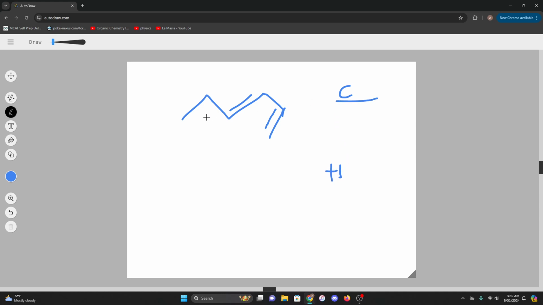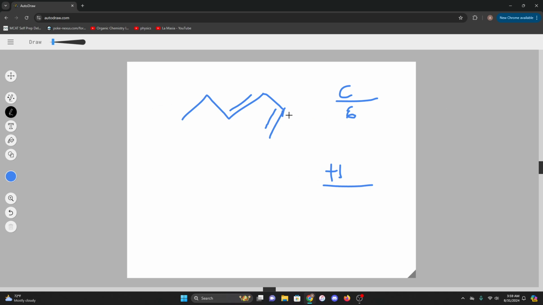So let's start off with carbon. All you're really looking for is the intersection points. You have one, two, three, four, five, six. So you actually have six carbons. It's literally as simple as that, and you don't need to think too much into it. There you go. It's six.